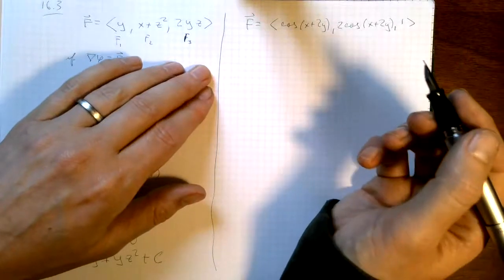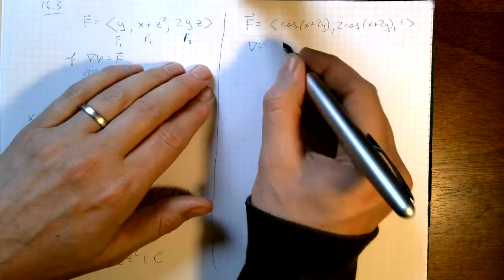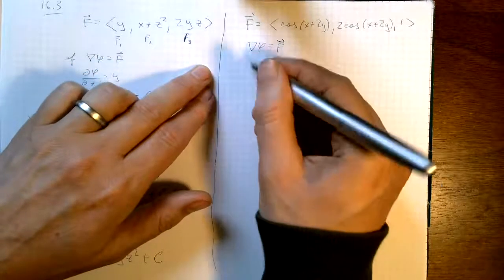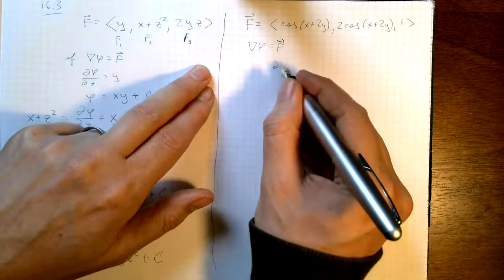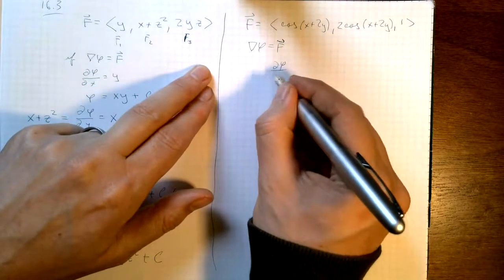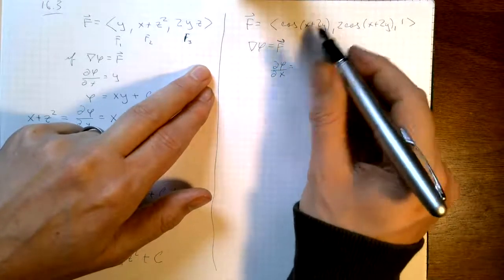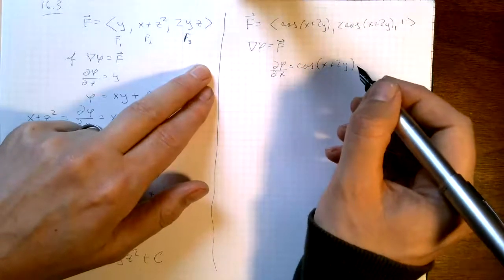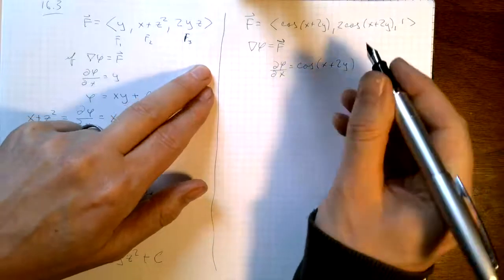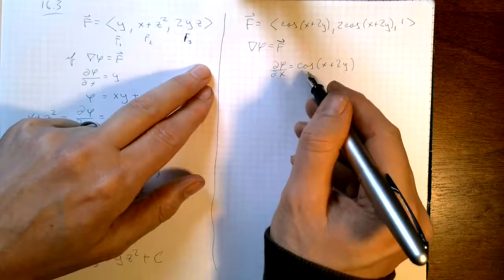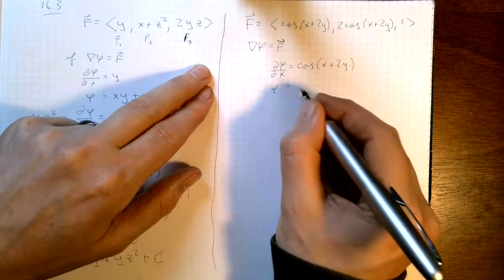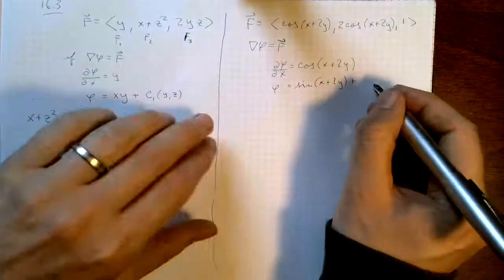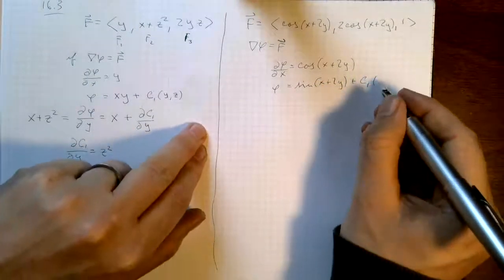So we're assuming that the gradient of phi is f. Therefore the x derivative of phi should be cosine of x plus 2y, right? Well, if I anti-differentiate with respect to x, that means that phi should be sine of x plus 2y plus, let's use the same notation as before, c1 of y and z.